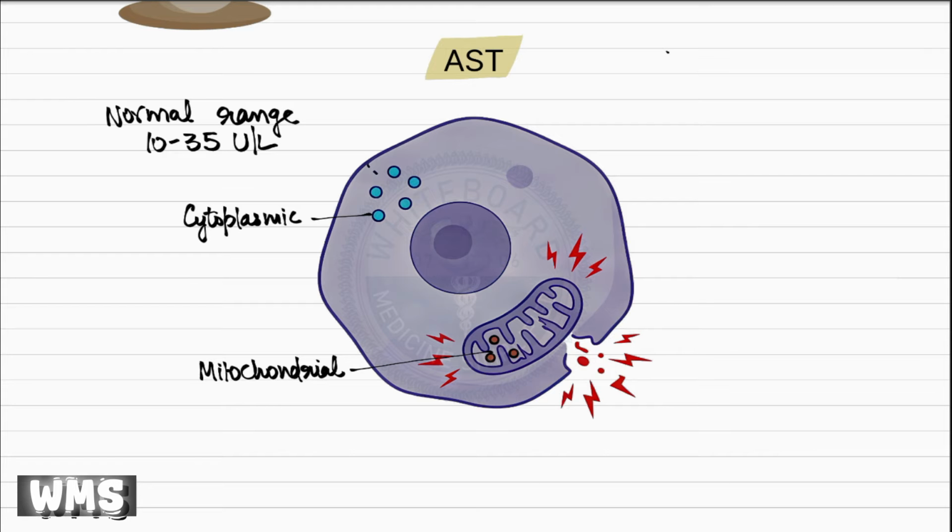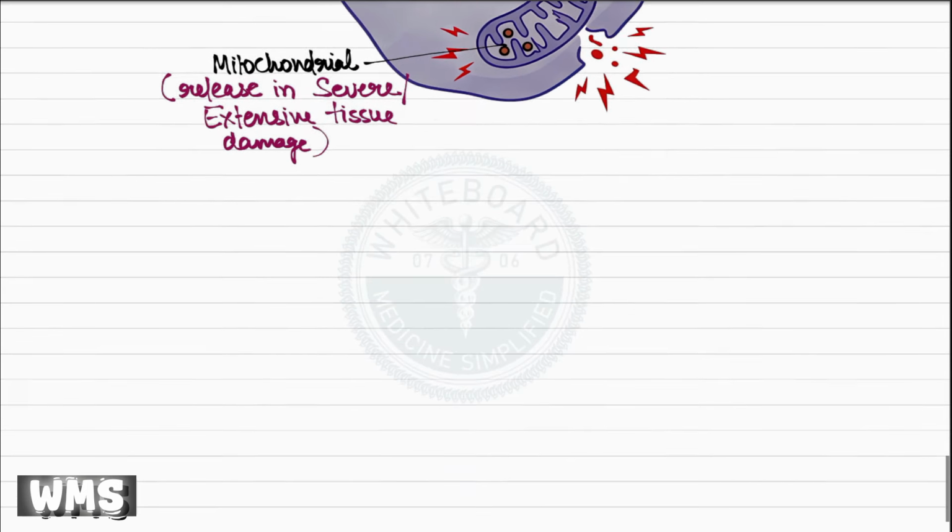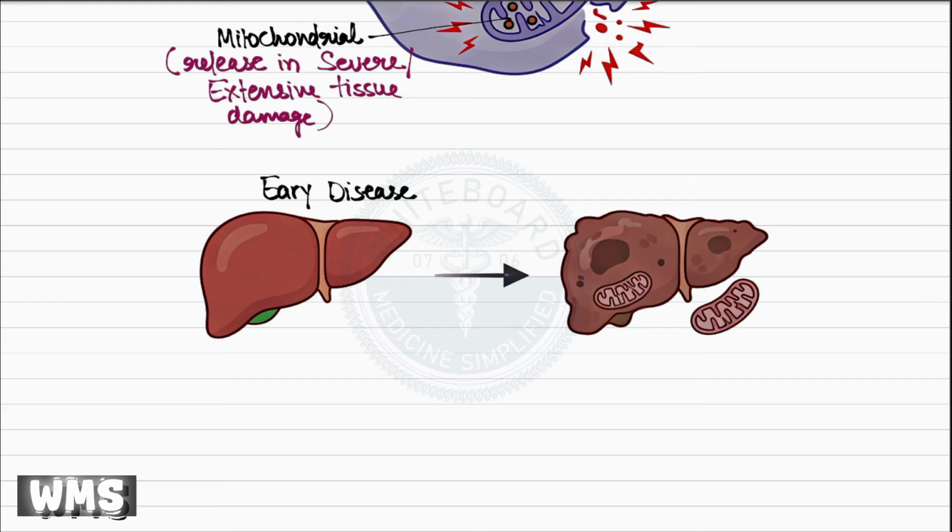Now clinically, the mitochondrial form of AST becomes particularly important because it is released in conditions involving more severe or extensive tissue damage, such as myocardial infarction and chronic liver diseases associated with liver cell degeneration and necrosis, where the disease process damages the mitochondria. So when AST is disproportionately higher than ALT, it indirectly suggests more severe hepatocellular injury with mitochondrial damage.